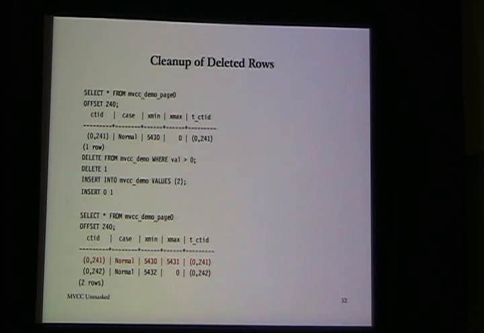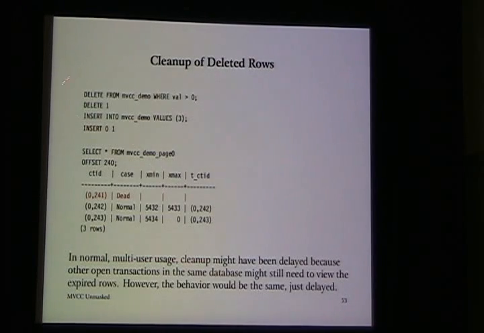So where's the cleanup? Well, we issue a delete again, and we now insert a 3. So we have 1, 2, 3 now. But when I go to look at the table, effectively 241 is now marked as dead. That's because the system knew nobody could see the 1, and therefore it just got rid of the data, kept the item pointer, and got rid of the data.